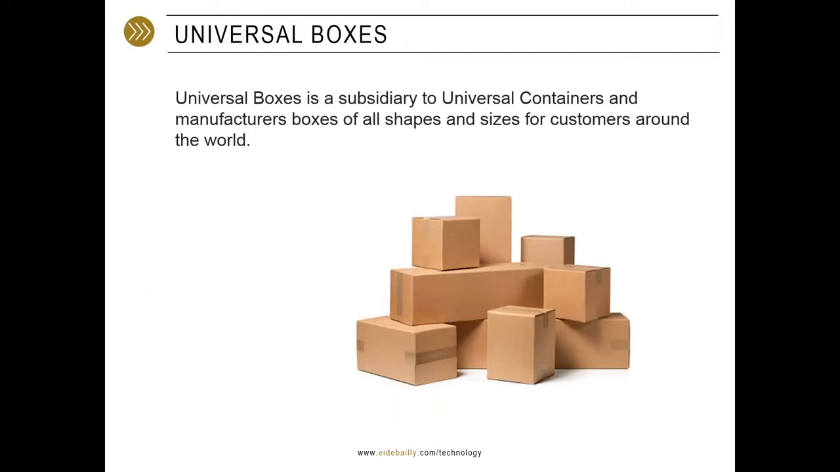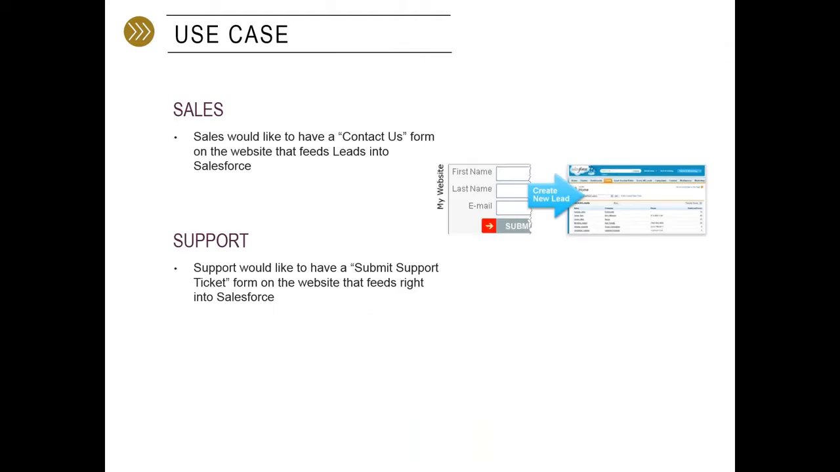So the company that we've been building our org out for is called Universal Boxes. They're a subsidiary to Universal Containers. And what they do is they manufacture boxes and shipping containers for customers all over the world.